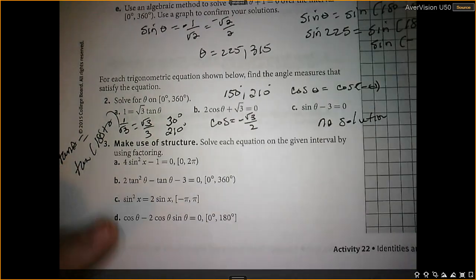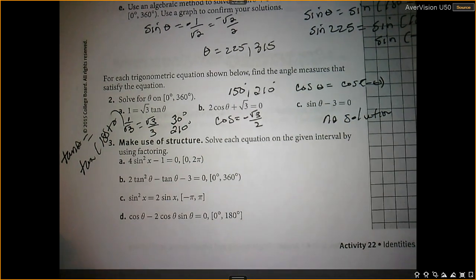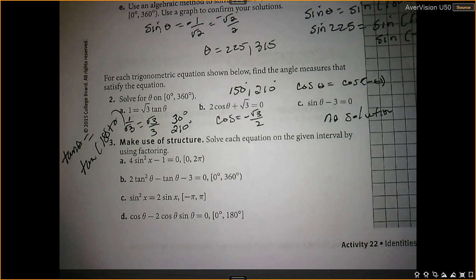This one is no solution because it's not in the range. It's outside the range of 0, 360. So sine equals 3 is outside, so there's no solution.